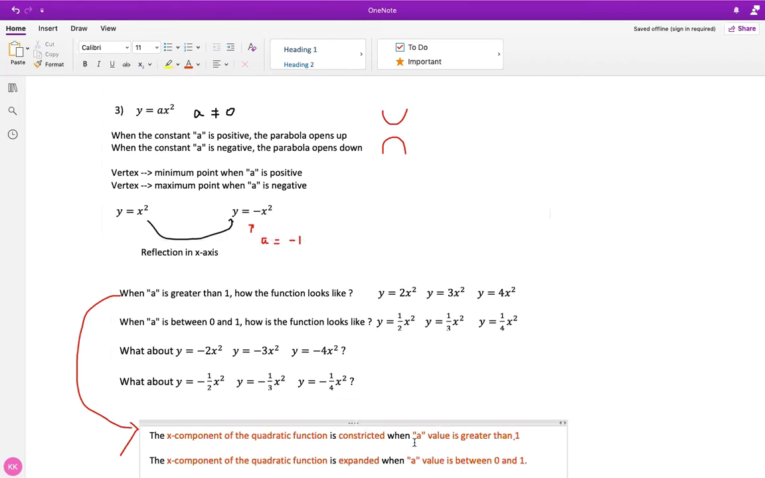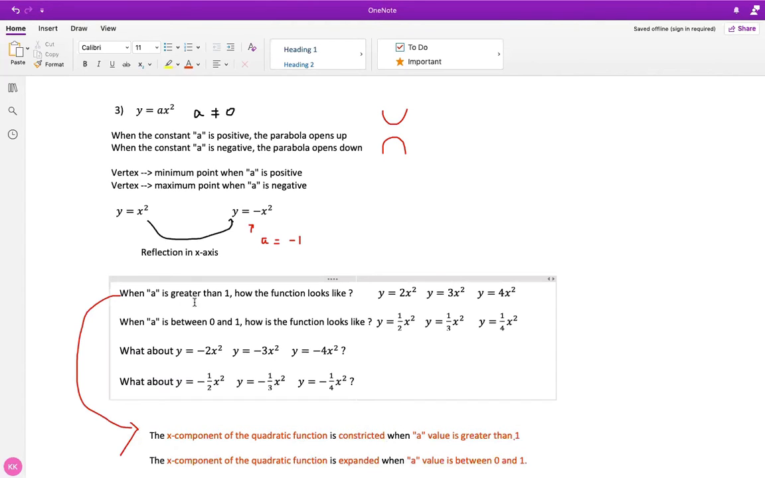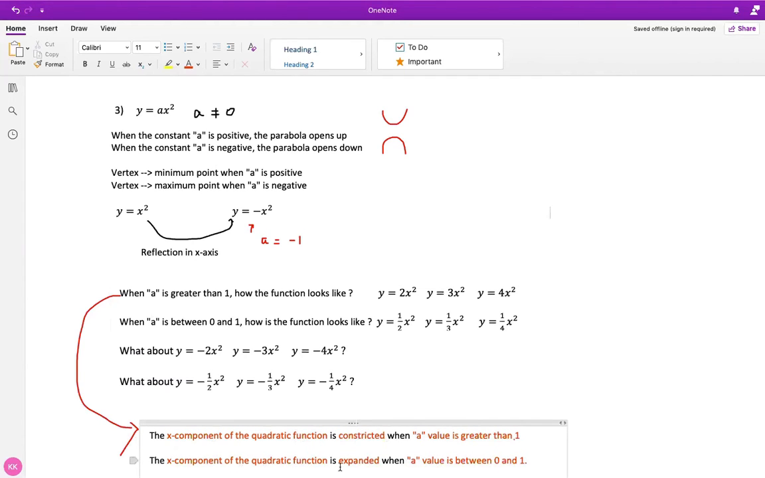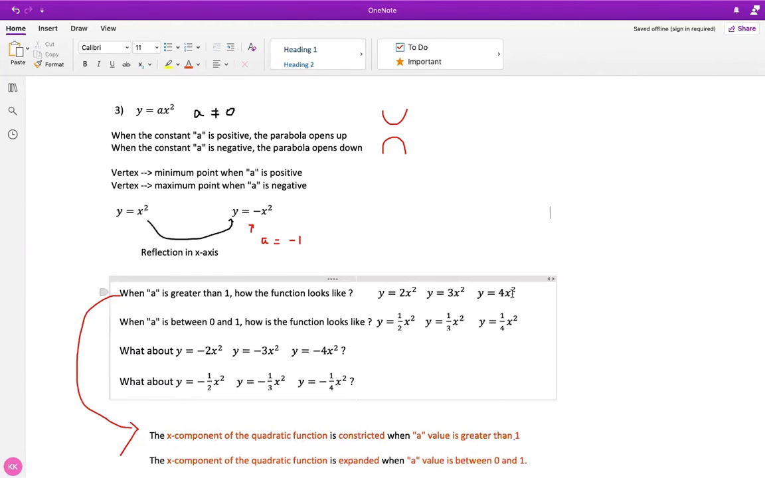When the a value is greater than 1, we expect to see that the x component of the quadratic function is constricted, it becomes smaller. When the a value is between 0 and 1, the x component of the quadratic function is expanded, so it becomes greater. The higher the a value, the more constricted it is. So y = 4x squared is more constricted than 3x squared, than 2x squared, and x squared.